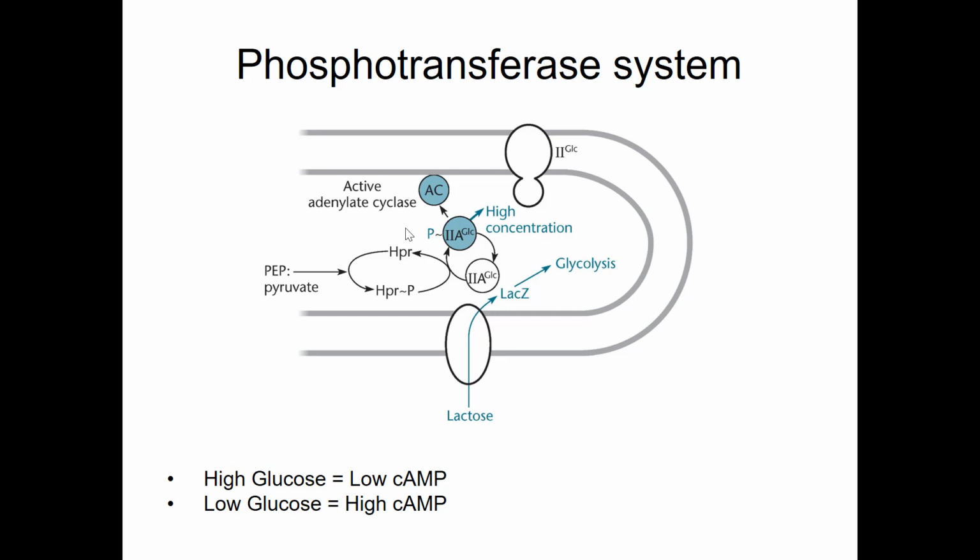So when glucose is high, there is low cyclic AMP because adenylate cyclase is not being activated, again, because enzyme 2A will be in a non-phosphorylated state. However, if there's no glucose or low glucose, enzyme 2A in a phosphorylated state will accumulate. It can activate adenylate cyclase, giving us high levels of cyclic AMP.